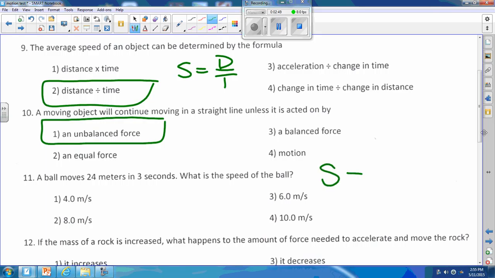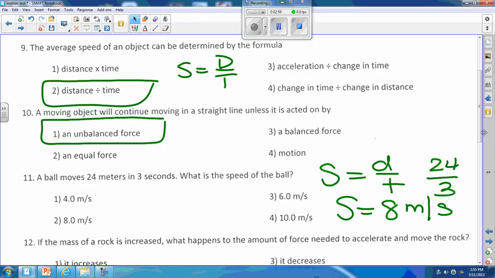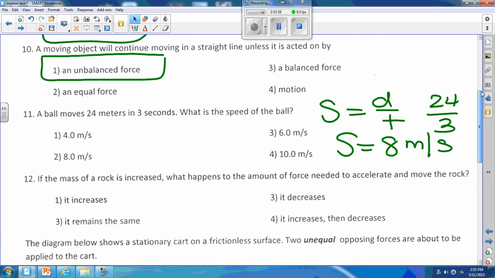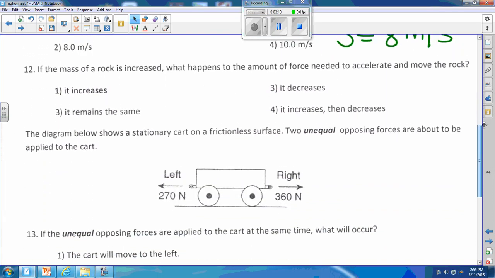Speed of the ball. Speed equals distance divided by time. If the distance is 24 meters and the time is 3 seconds, then your speed is going to be 8 meters per second. If the mass of the rock increases, what happens to the force needed to accelerate the rock? Well, this is Newton's second law of motion. Force equals mass times acceleration. So if you increase the mass, you have to increase the force.